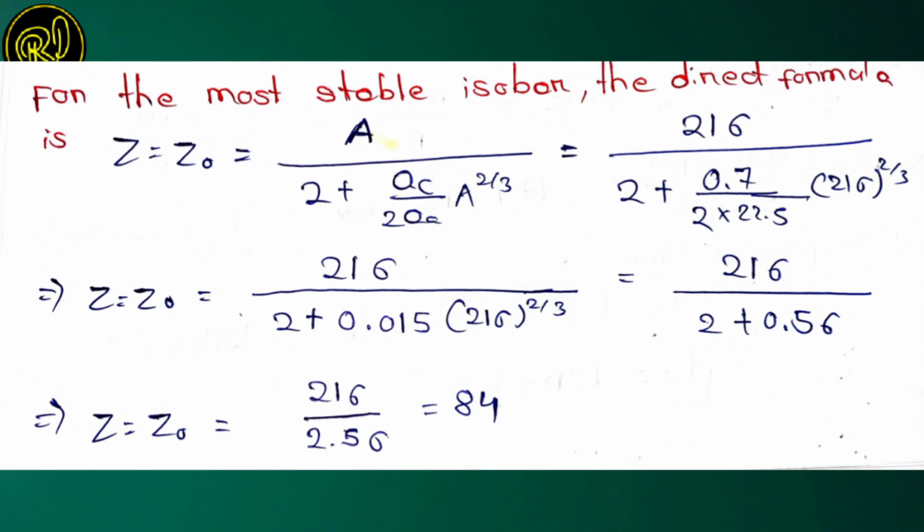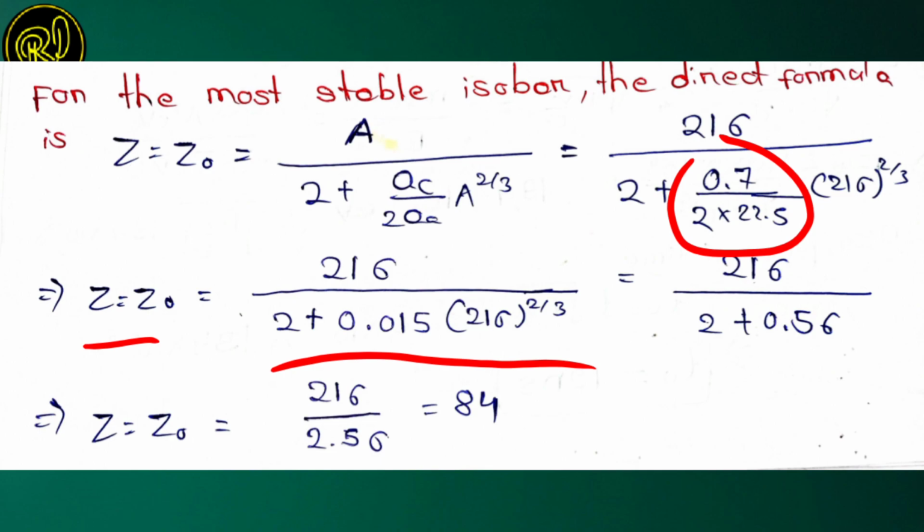First, you write 216 in place of A, 0.7 for the Coulombic term, and 22.5 for the asymmetric term. So now Z = Z0 = (216/2) divided by (1 + 0.015 × 216^(2/3)). If you solve 0.7 divided by 2 times 22.5, then you get 0.015. So now we will simplify it.